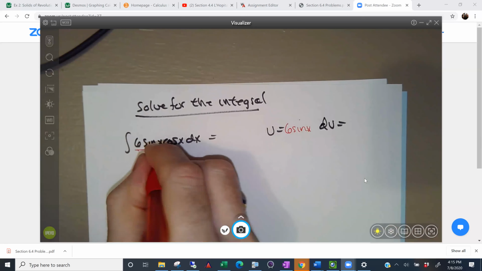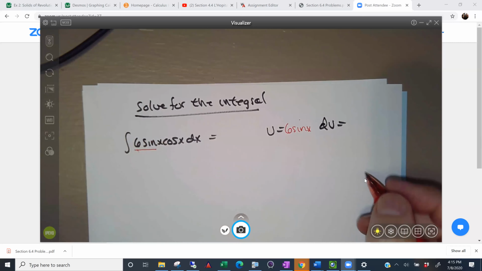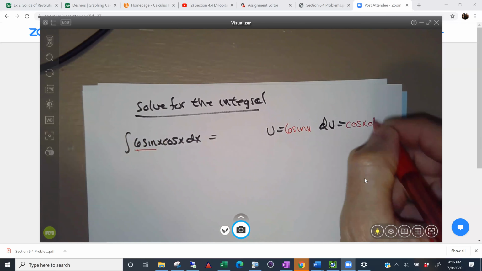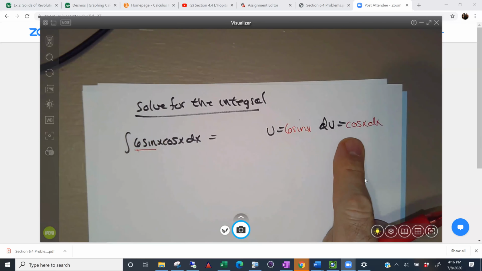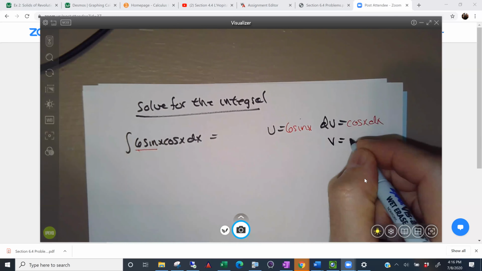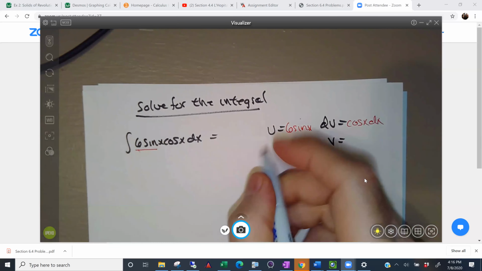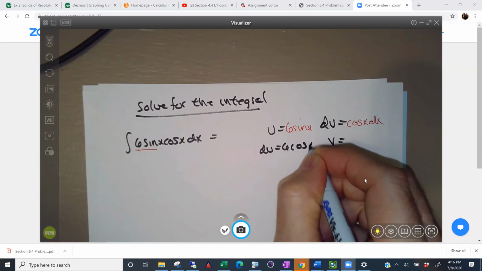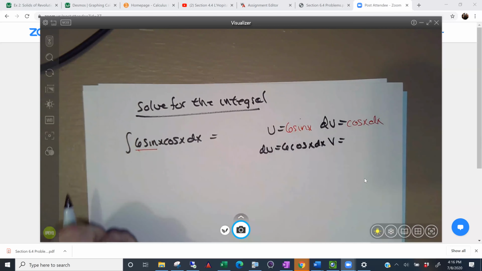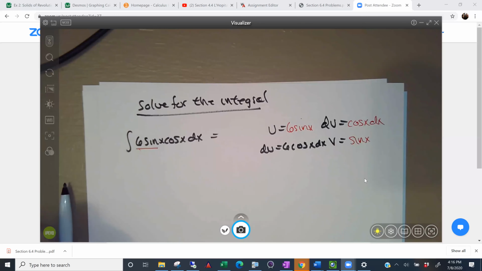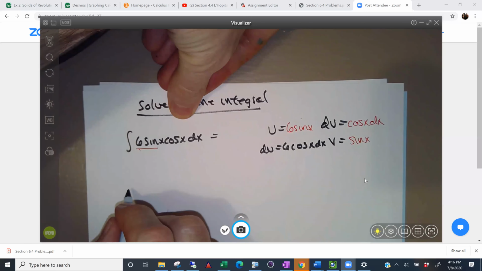So I'm going to let u equals 6 sine of x, dv equals cosine of x dx. There's a convenience to that, and that is when we integrate this, I just get sine of x, and the derivative of this is going to be 6 cosine of x dx. So, all right, v is sine of x.